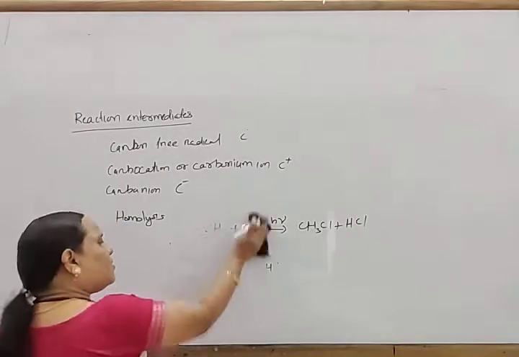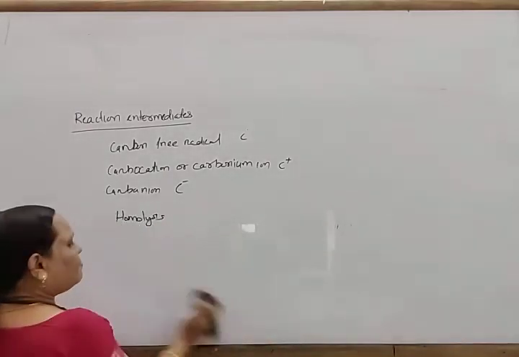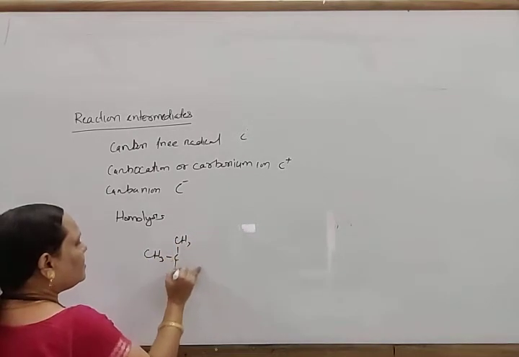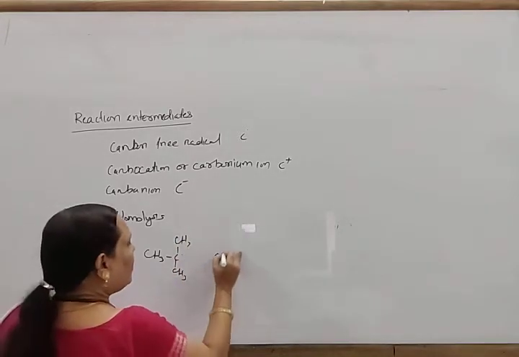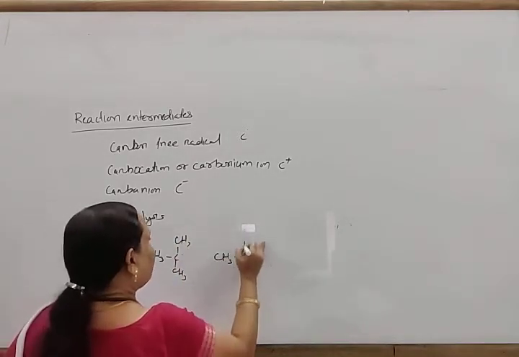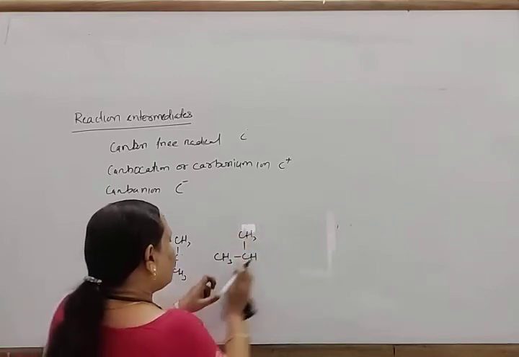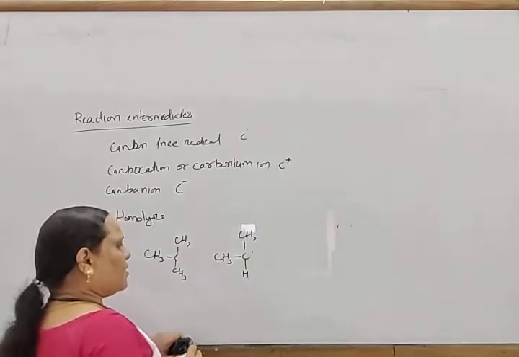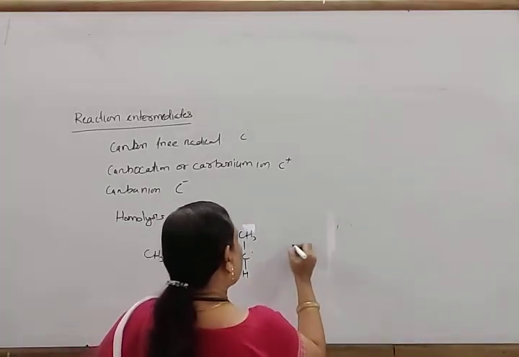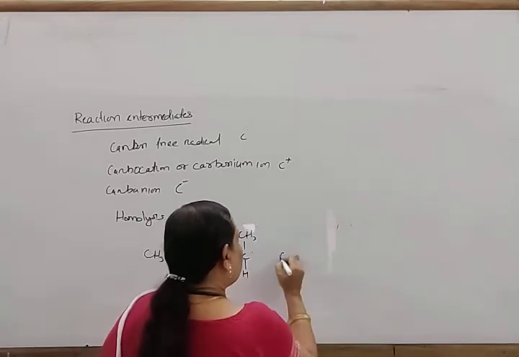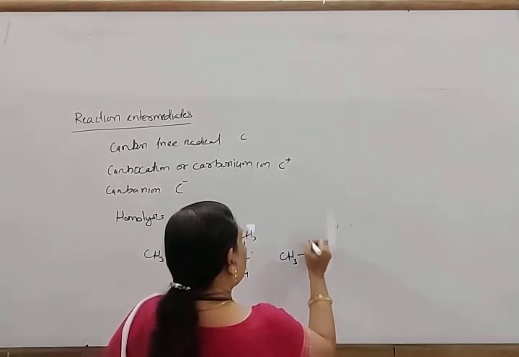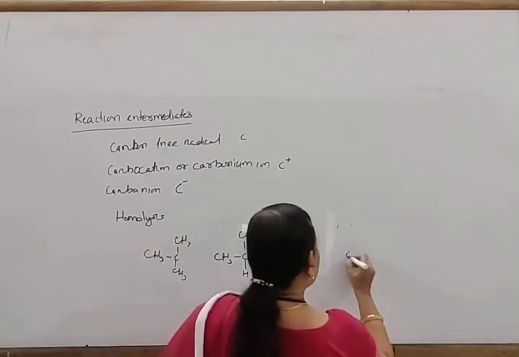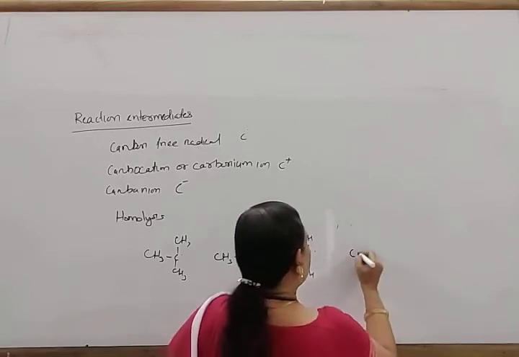So among them, the tertiary carbon free radical here. There are different types of free radicals. If this secondary carbon atom carries the free radical, that is known as the secondary carbon free radical. If a tertiary carbon atom carries the free radical, that is known as the tertiary carbon free radical. If a primary carbon carries the free radical, that is known as the primary carbon free radical. So in this case, there are different types of free radicals.